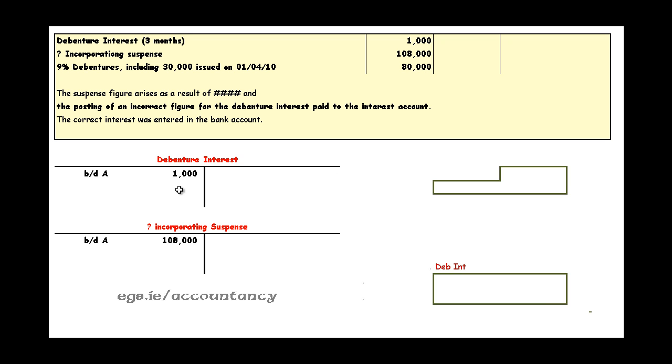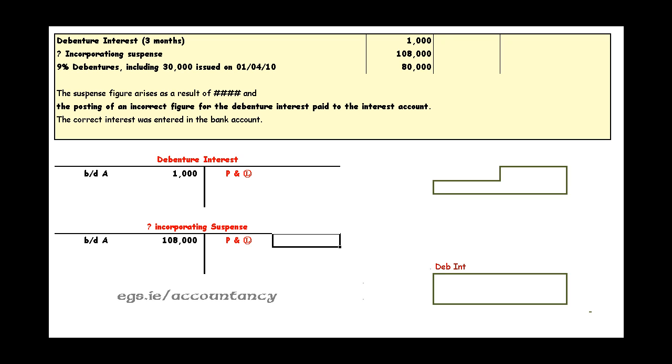What we should know is that debenture interest is an expense and is closed off with an expense P&L entry on the right-hand side. We should also know that both the P&L entry and the original wrong entry need to be and can be calculated. Also, given that suspense is usually, but not always, incorporated in some class of an expense account, if it is, it will be closed off with an expense P&L entry on the right-hand side also.